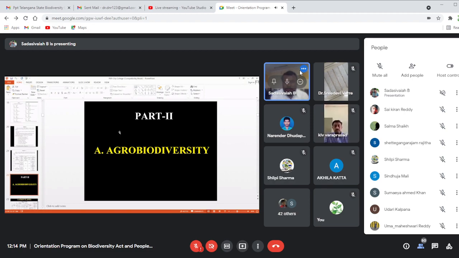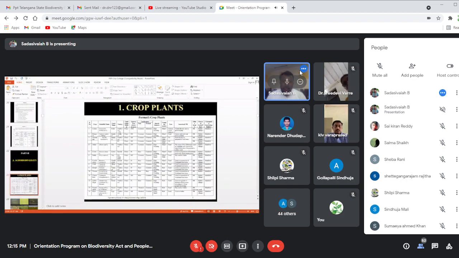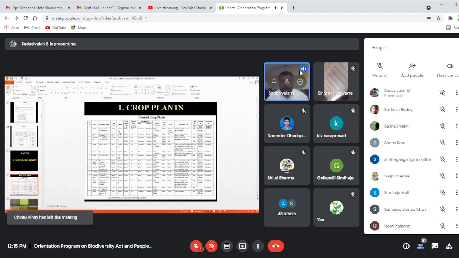And coming to part 1, in that part 1 we have subparts: agrobiodiversity, domesticated biodiversity, and also wild biodiversity. Coming to part 1, we have 10 formats here in agrobiodiversity, which is related to agriculture. The first one is crop plants, and these are the standard formats prepared by NBA. There are no changes now. Now I think we are going to use other formats, not these formats, but these are the standard formats prepared by the National Biodiversity Authority.